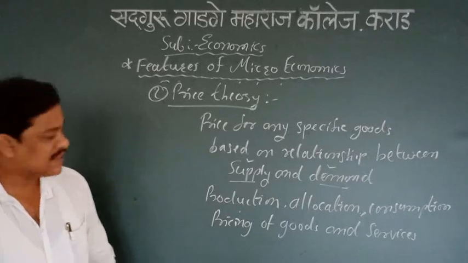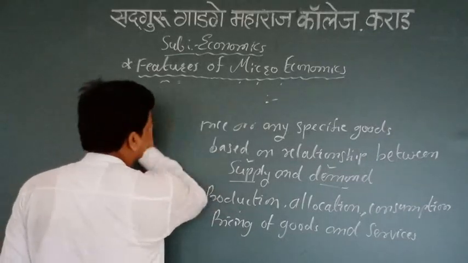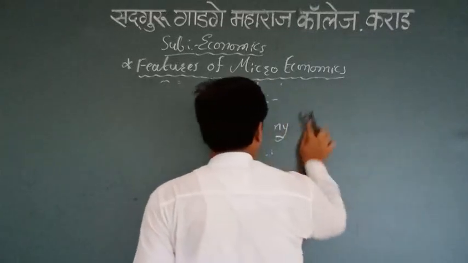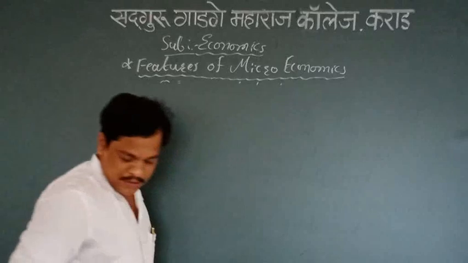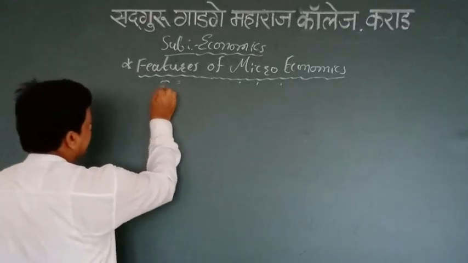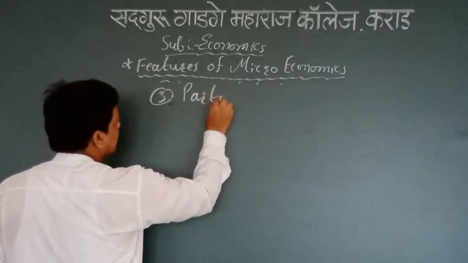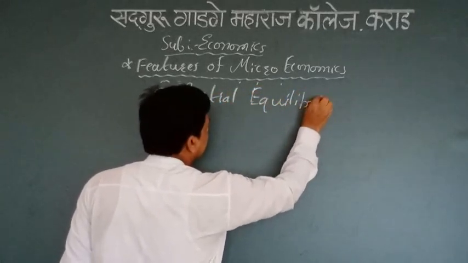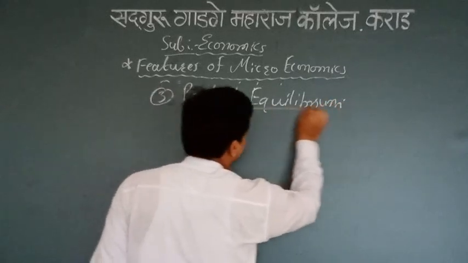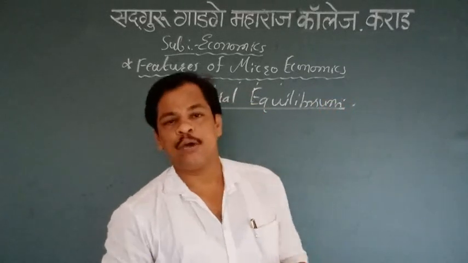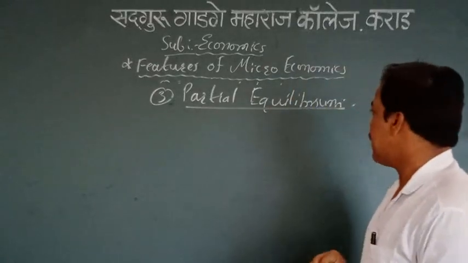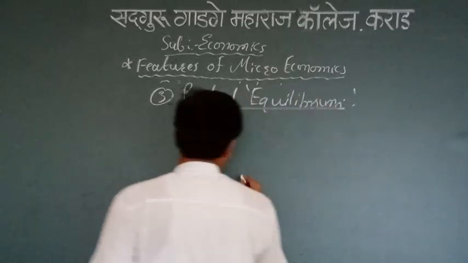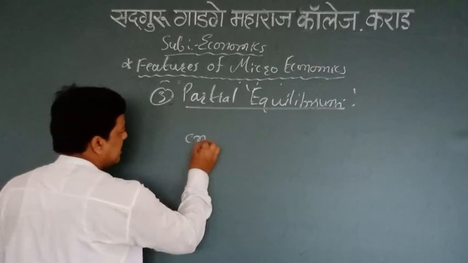Now point number 3 is partial equilibrium. Before discussing this, it is important for you to understand what we mean by equilibrium. It's a new term, equilibrium. Equilibrium means, with the help of an example, I will show you.